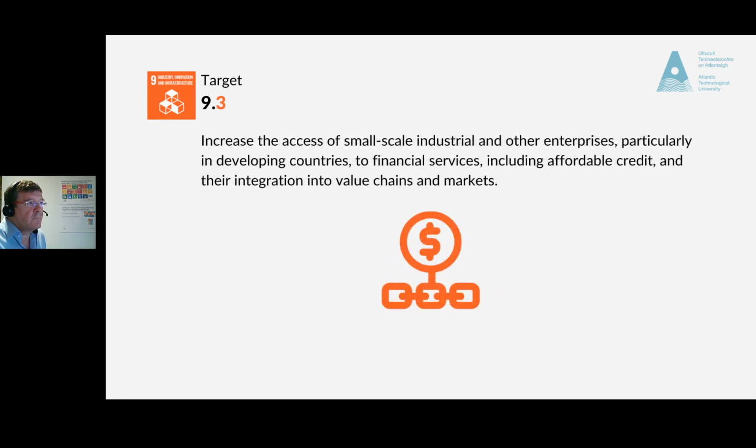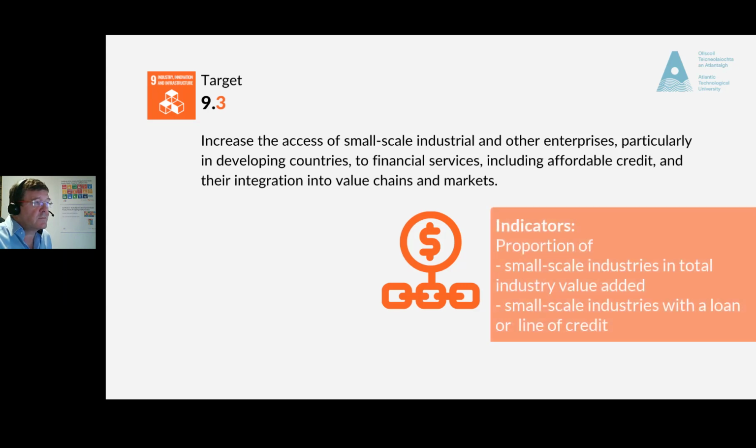Target 9.3. Increase the access of small-scale industrial and other enterprises, particularly in developing countries, to financial services, including affordable credit, and their integration into value chains and markets. Entrepreneurs need funding to create jobs. It's as simple as that. Value chains may open up opportunities for developing countries to learn from global businesses. The indicators for this target are the proportion of small-scale industries in total industry value added and proportion of small-scale industries with a loan or line of credit.